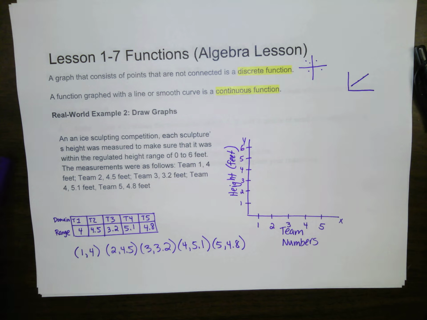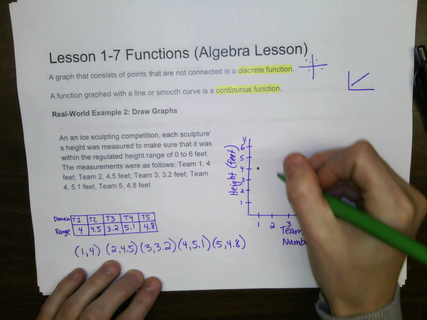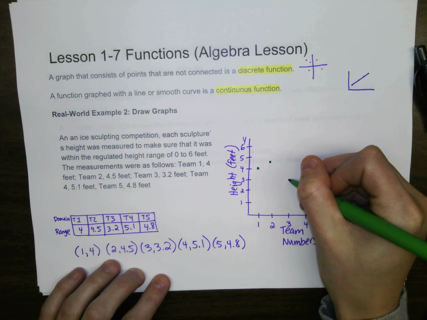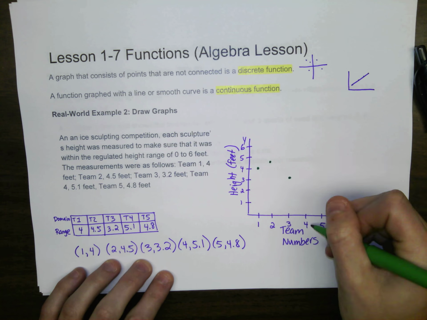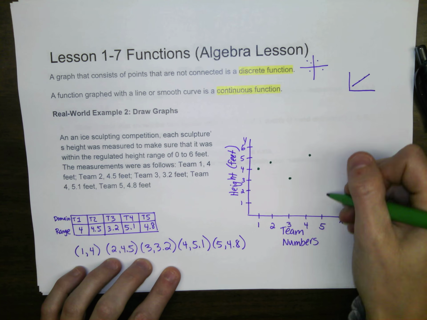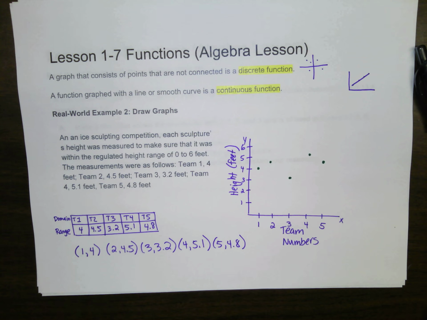Now I can plot the different points. So I have (1, 4), (2, 4.5), (3, 3.2), (4, 5.1), and (5, 4.8). So now I have my graph.